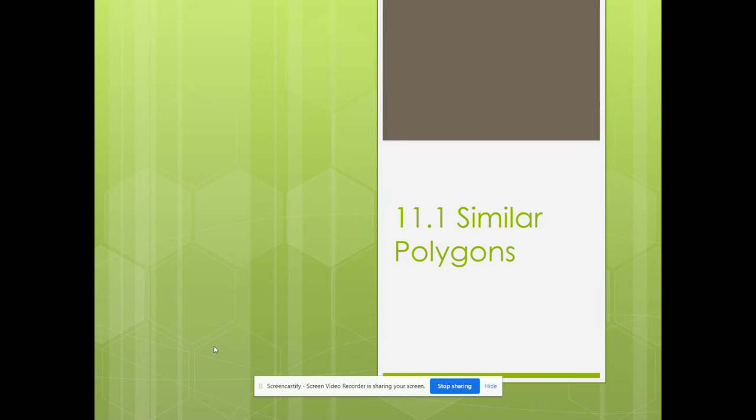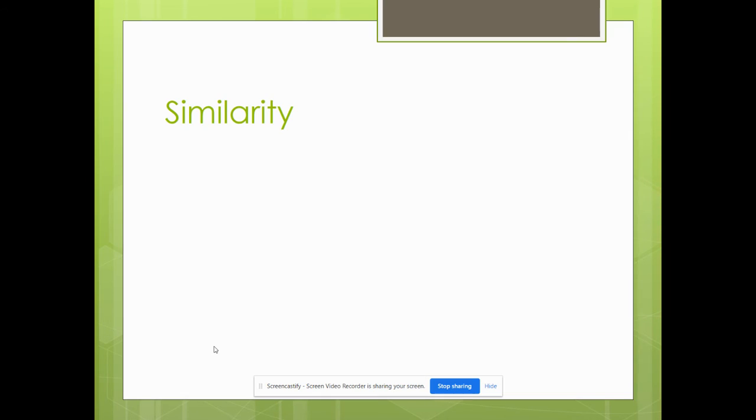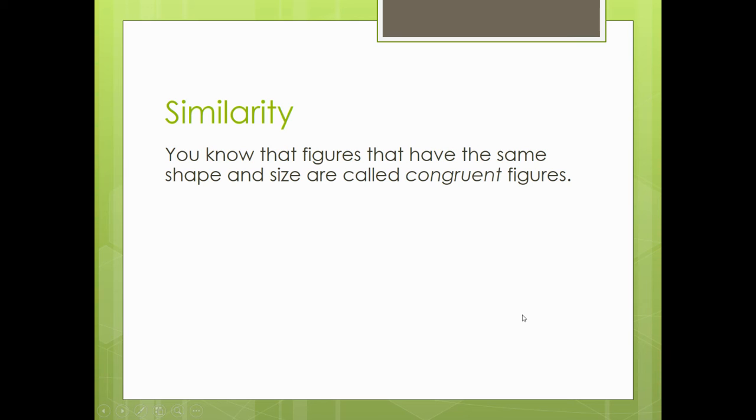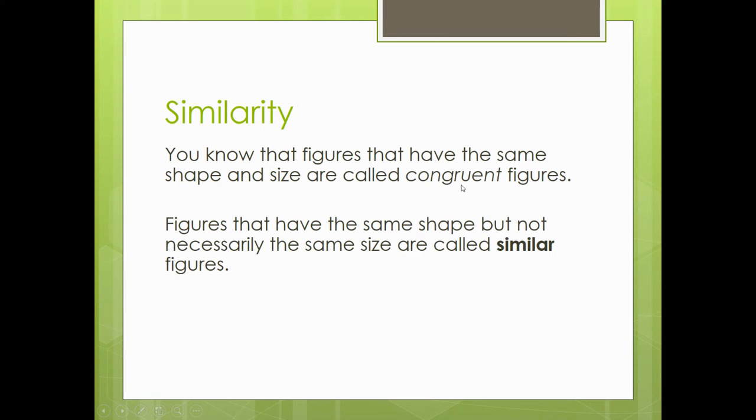So in this video 11.1, we're going to define the word similar in terms of geometry. So here we go. Similarity. Figures that have the same shape and size are called congruent. We know that. But figures that have the same shape, but not necessarily the same size, are called similar.